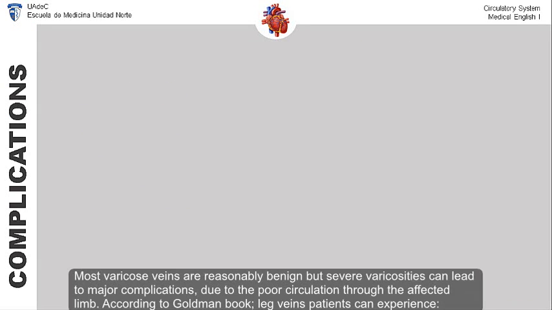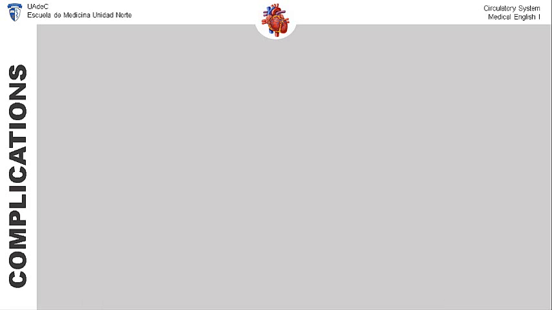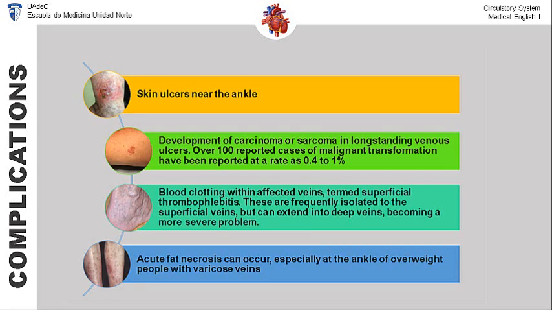Complications. Most varicose veins are reasonably benign, but severe varicosities can lead to major complications due to the poor circulation through the affected limb. According to Goldman's book, leg vein patients can experience: number 1, skin ulcers near the ankle. Number 2, development of carcinoma or sarcoma in long-standing venous ulcers. Actually, over 100 cases of malignant transformation have been reported, at a rate of 0.4 to 1%.